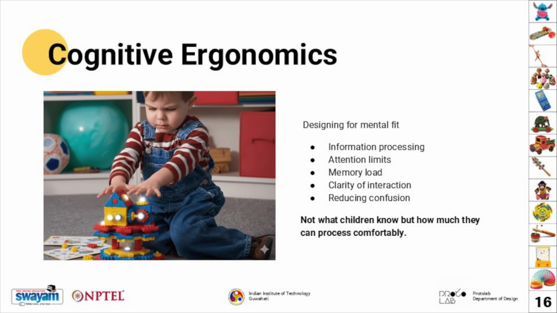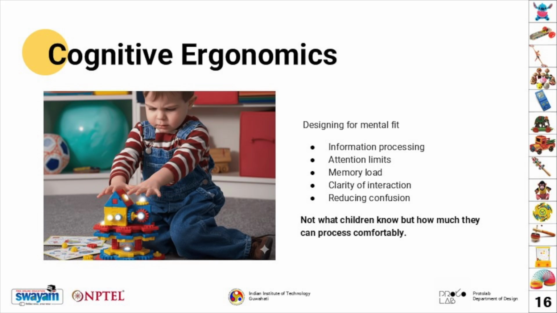If physical ergonomics is about the body, cognitive ergonomics is about the mind in action. It is not about how intelligent a child is or about developmental milestones. It is about cognitive fit in the present moment. How much information is visible at once, how many decisions must be made, how quickly must the child respond. These are the kinds of questions cognitive ergonomics makes one ask.